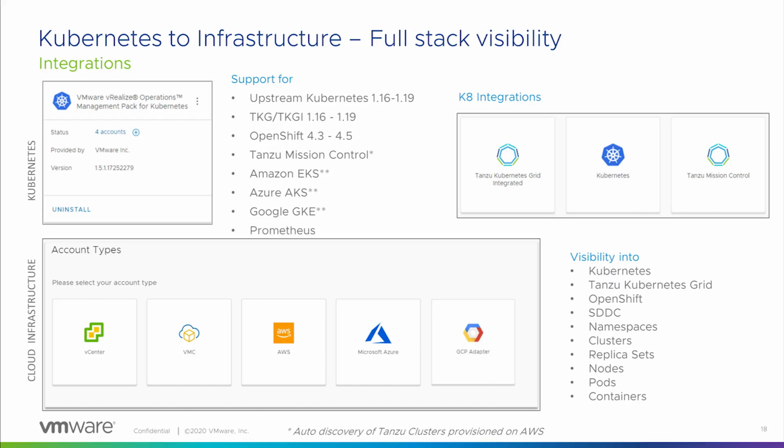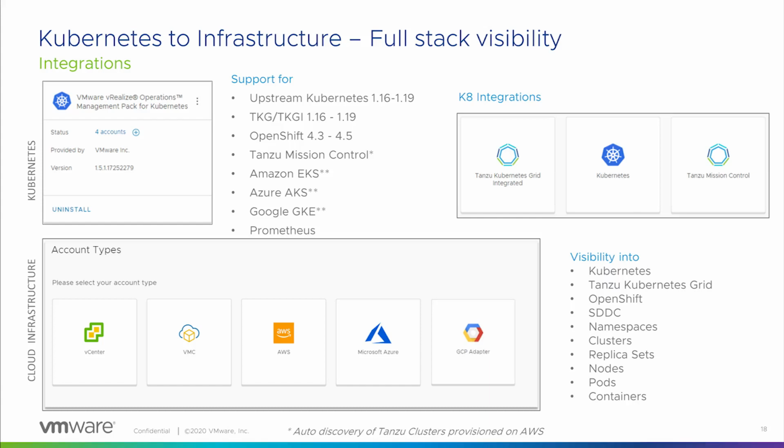We also support Tanzu Mission Control. So again, being able to automatically discover and pull in those Tanzu clusters that were deployed with Tanzu Mission Control on EC2 instances. We can pull those into vRealize operations. And one thing that I should call out is that there were some API changes to Tanzu Mission Control. So if you are running an older version of the management pack for Kubernetes, like 1.5.0, you may not be able to connect to Tanzu Mission Control. And so that was repaired with version 1.5.1.